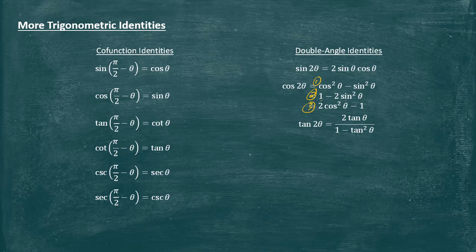So again, if you really wanted to see how those happened, by all means you can come and ask and I can walk you through it. But we can also just take these at face value. Those are the formulas we're going to use anytime the angle inside is being doubled.